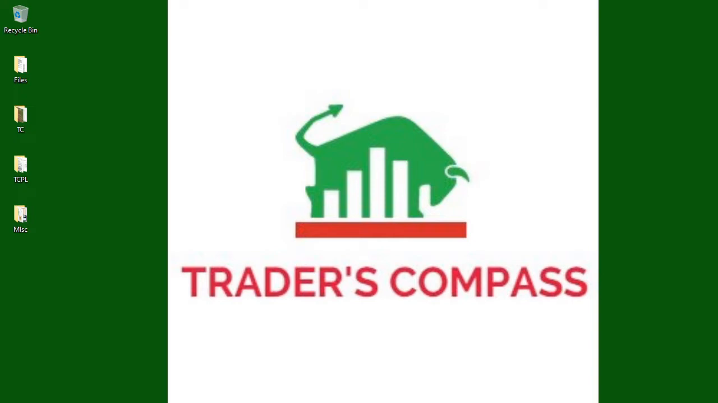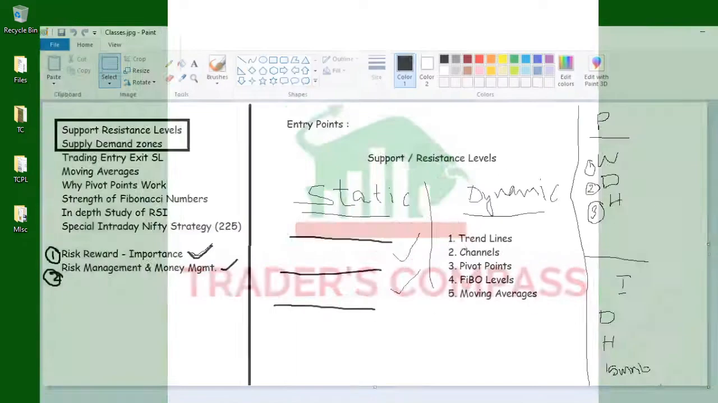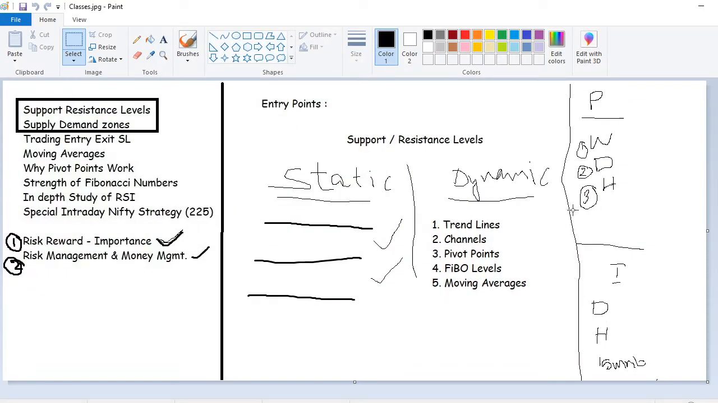In our last session, we covered support resistances, in that, static support resistance levels and how to draw them. In the second series, we studied risk reward and its importance, and then risk management, money management.